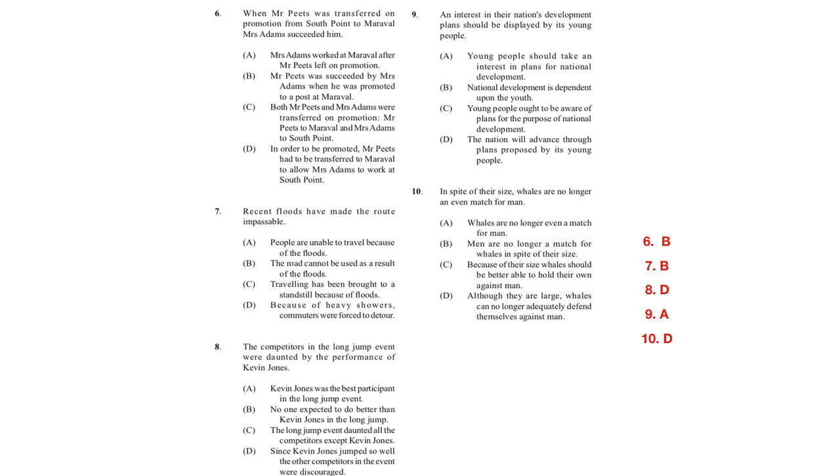That is the original. Option 1 says, Mrs. Adams worked at Marvel after? No, no, no. They didn't say she worked there after. They just said that she took over from him. Mr. Peets was succeeded by Mrs. Adams when he was promoted to a post at Marvel. That sounds good. Let's read the next one. Both Mrs. Peets and Mrs. Adams were transferred. Nope, wrong. They didn't tell you that. In order to be promoted, Mr. Peets had to be transferred to Marvel. Who said that? Nobody said that. The right answer there is B. That's the best option. 6B. Good.